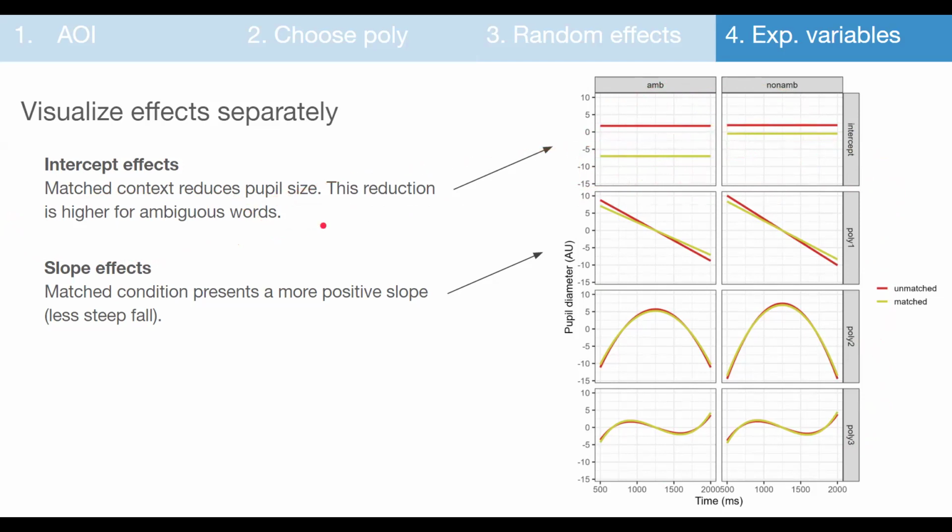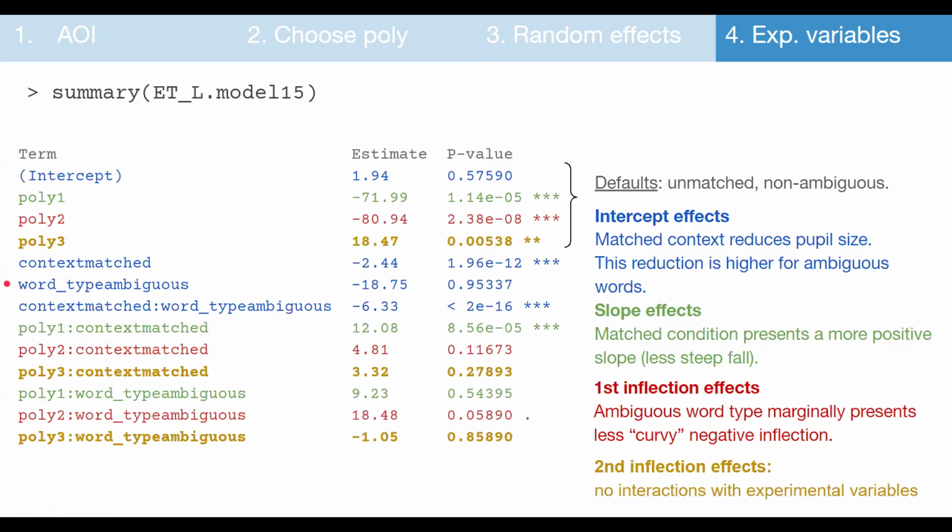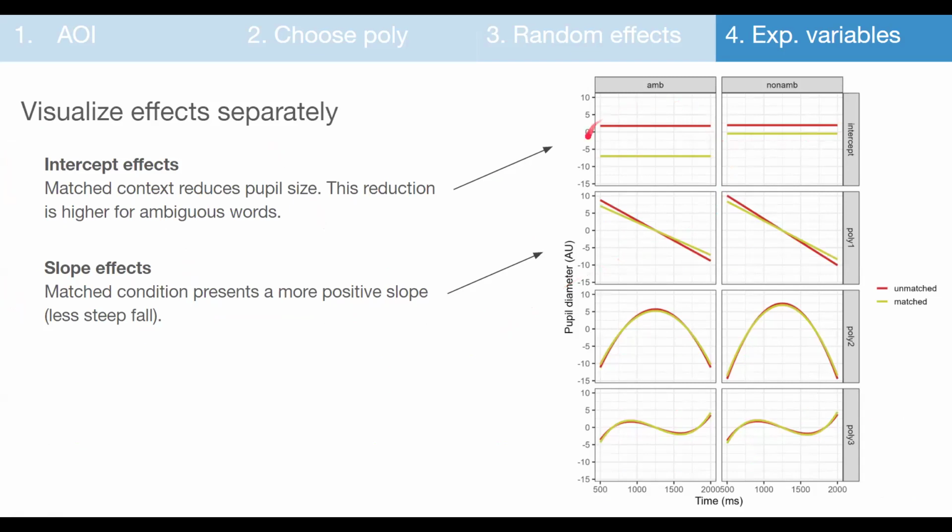And we also found a significant interaction between the context, remember here, the context and the word type. So what that means is that this reduction in the mean is higher for the ambiguous compared to the non-ambiguous words, right? So these are the first effects that we saw.